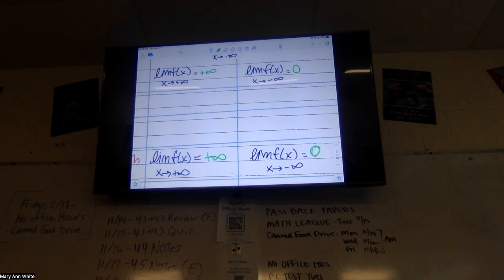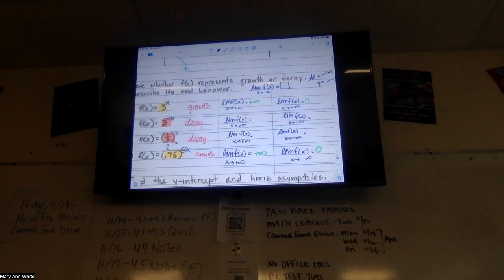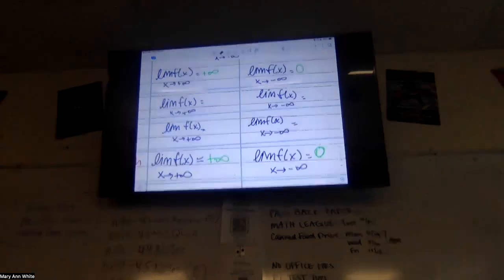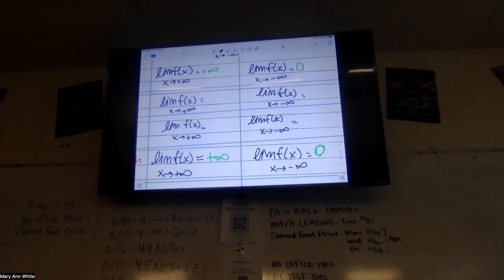All right. The last two are my decay functions. So let me set it up with my limit. I'm going to write the limit of my function as x approaches positive infinity for both of them, and the limit of my function as x approaches negative infinity for both of them as well. I'll zoom out. I will tell you it's different than my growth ones because it's decay, it's essentially backwards.